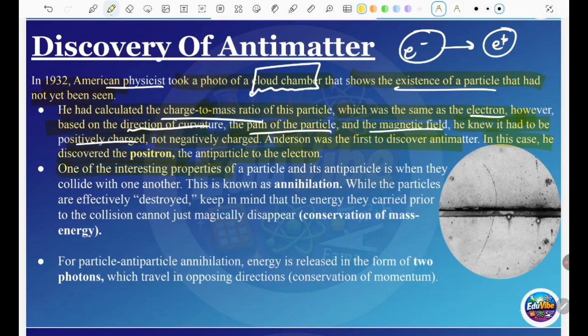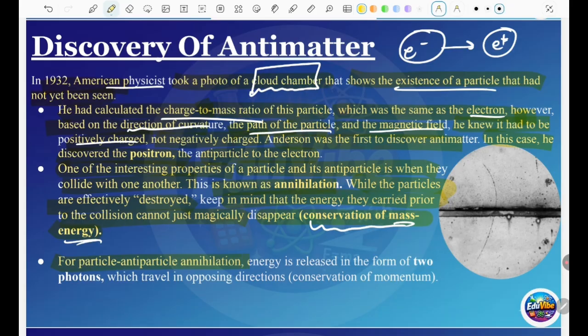One of the interesting properties of a particle and its antiparticle is what happens when they collide with one another. When a negative electron and a positive positron combine, this is called annihilation. The particles are effectively destroyed, but keep in mind that the energy they carried prior to the collision cannot just magically disappear. This is the conservation of mass and energy. They collide and destroy each other, but the energy is released. So we are going to say it's a mass energy thing, and we involve that in this topic too.